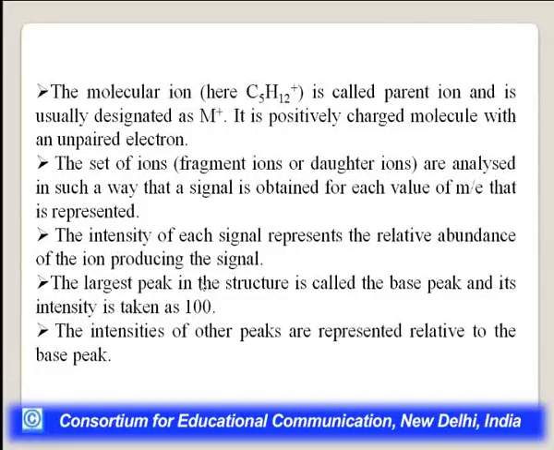The largest peak in the spectrum is called the base peak. You must remember that the peak which has the largest abundance, the highest, is taken as 100 for reference. The intensities of other peaks are represented relative to the base peak, that is 100. It must be noted that the molecular ion, or parent ion peak, may not be confused with the base peak. It can be the parent ion peak or it can be a different peak also. The base peak has 100% abundance.